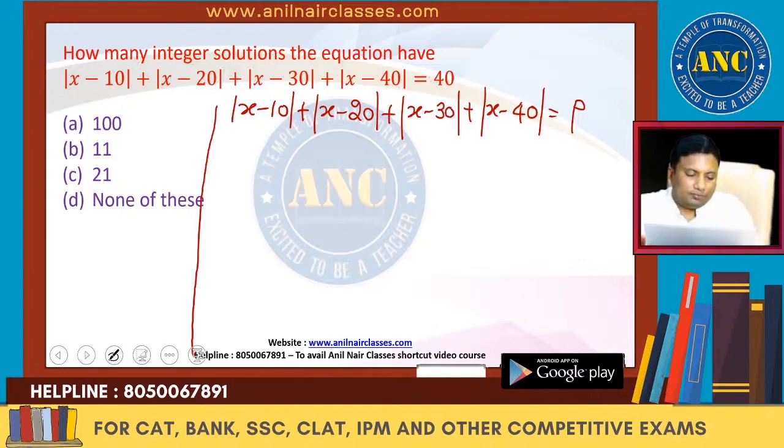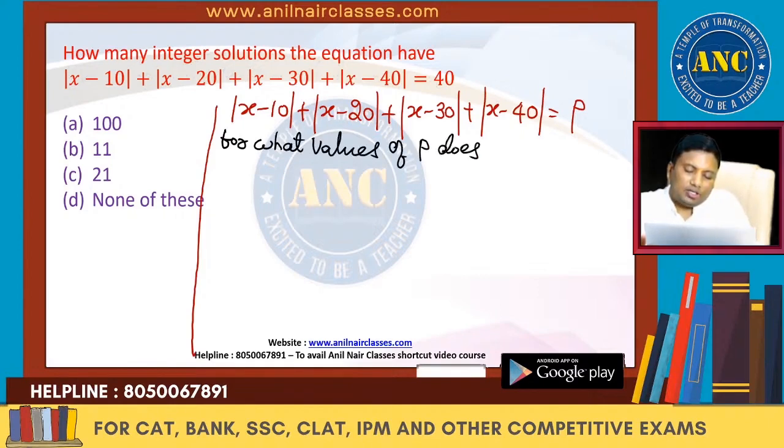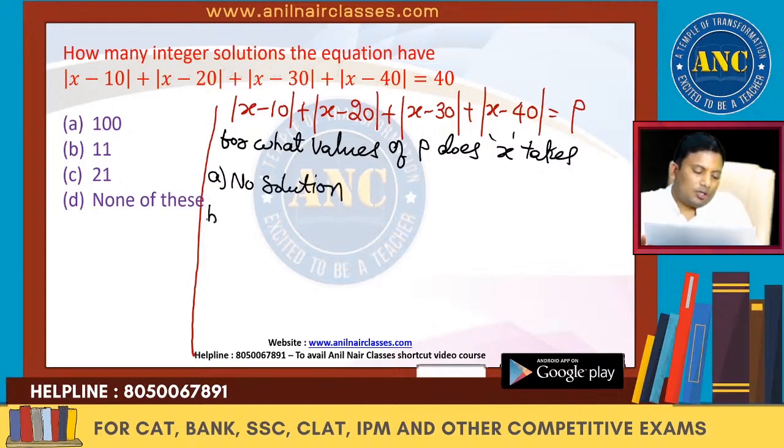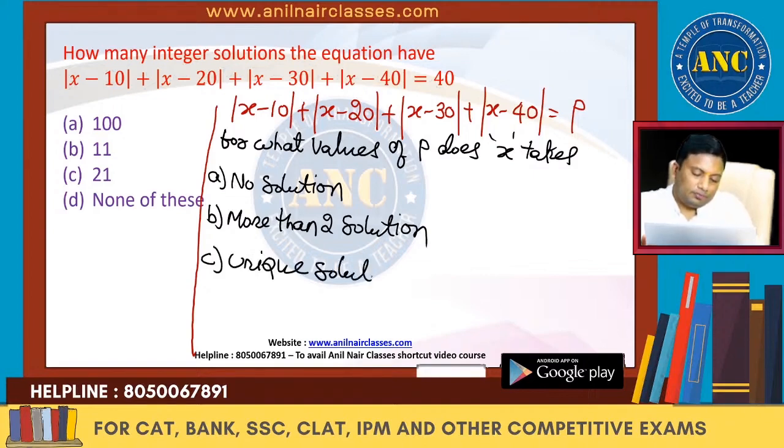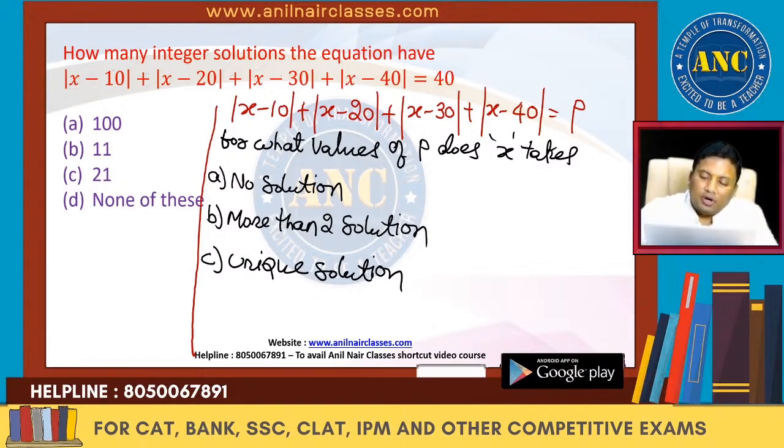Suppose, for what values of p does x take no solution, more than 2 solutions, and a unique solution? Right, let us see. |x − 10| + |x − 20| + |x − 30| + |x − 40| = p. For what values of p does x take no solution, more than 2 solutions, and a unique solution?